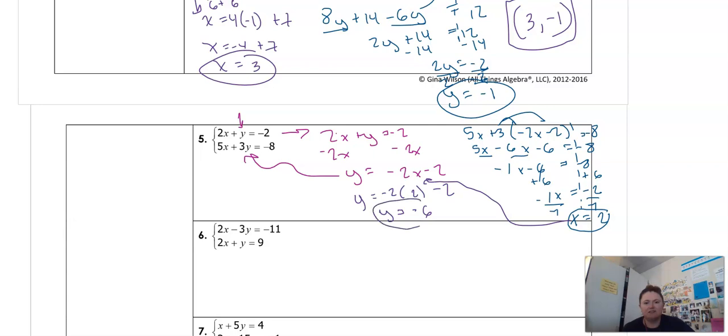And then just in case I made an arithmetic error, I'm going to come over here and check them both with the original equation. So I have 2 times 2 is 4, plus negative 6 is negative 2. So that works out. 5 times 2 is 10, plus 3 times negative 6 is negative 18, which is negative 8. So that checks out. So my final answer is 2, negative 6.